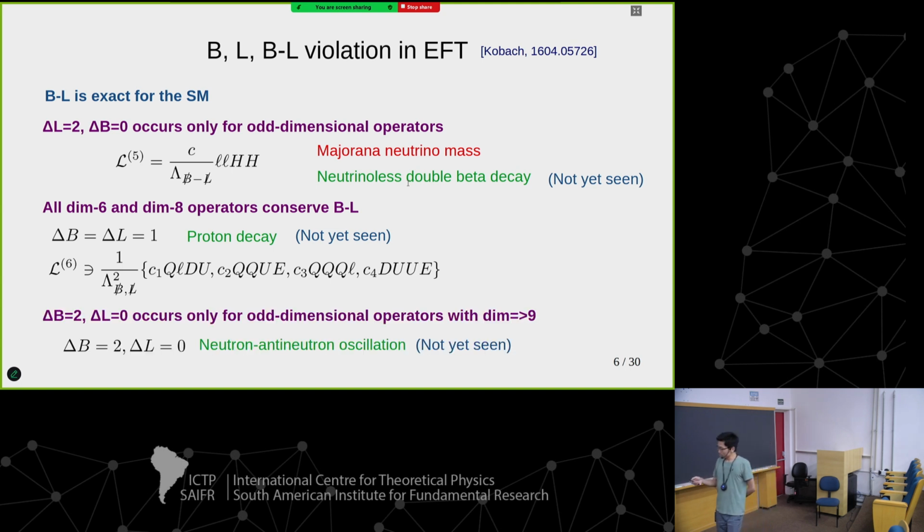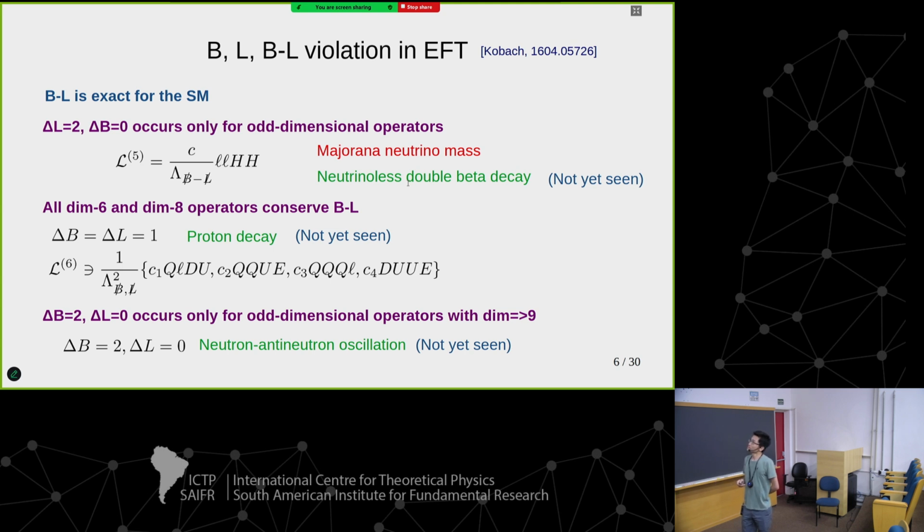There's another interesting process: if the baryon number is violated by 2 units but the lepton number is conserved. This is also proven in this paper. It can only happen for odd dimension operators with dimension 9 or higher, so in principle it's very suppressed.